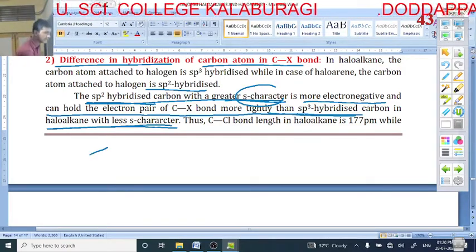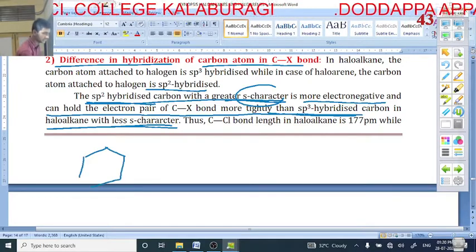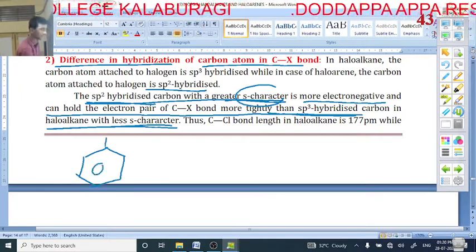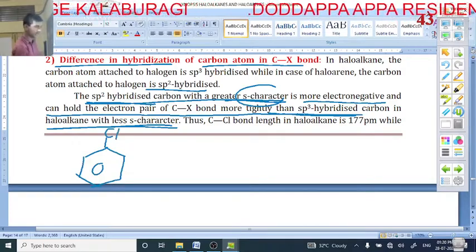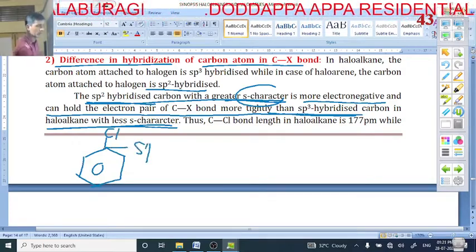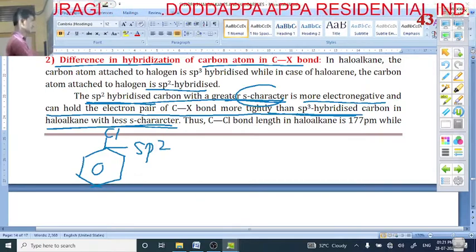For example, I can take here. So this is what? Benzene. Yes, this is a benzene. Next is a haloarene. In haloarene, the carbon is sp2 hybridized. And next is the haloalkane.